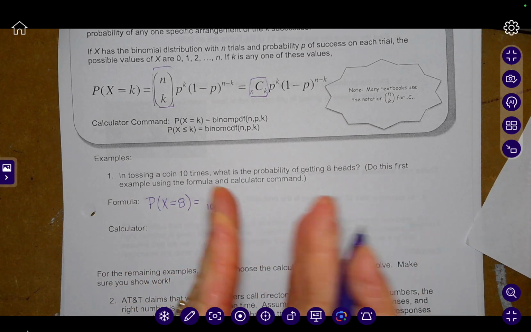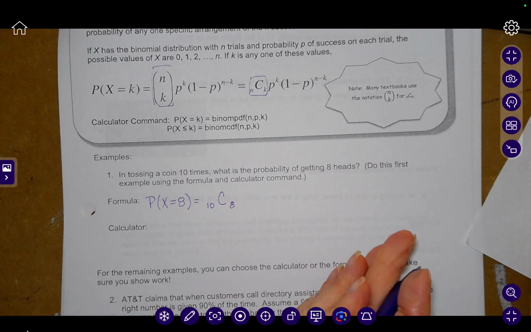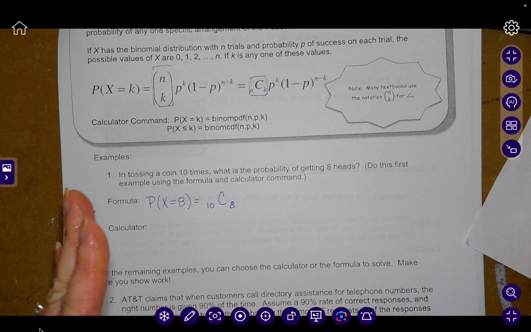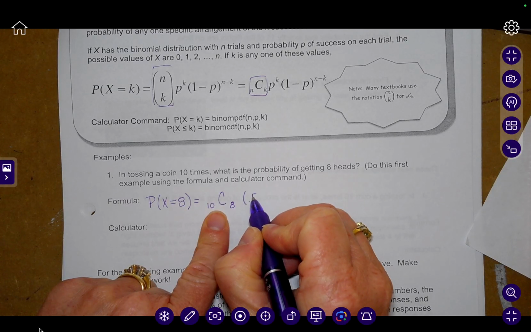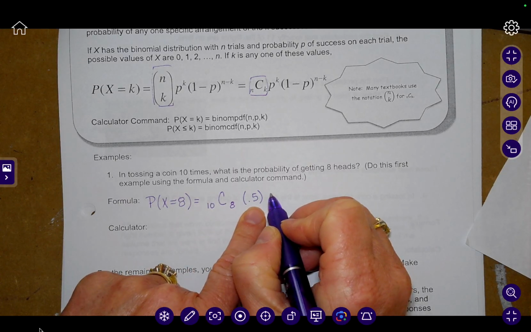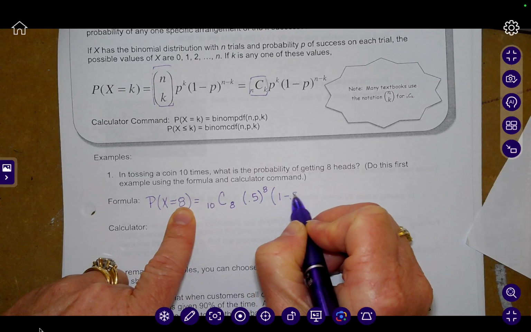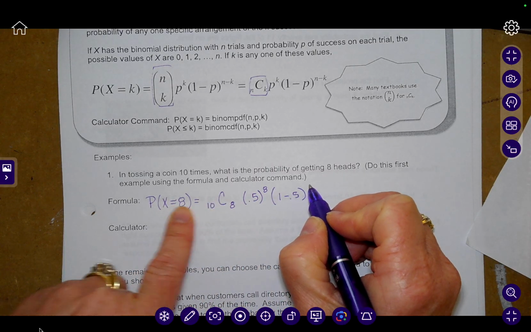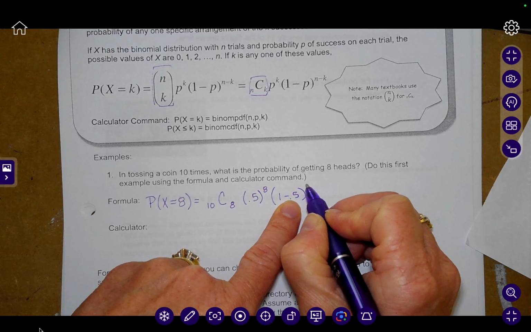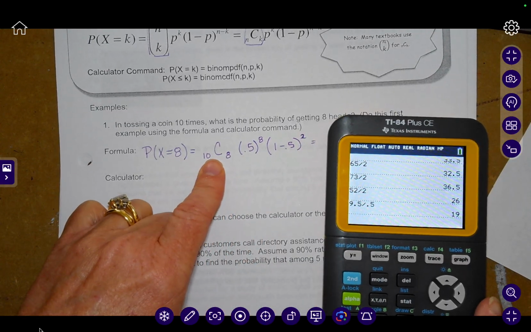Because remember, it's either a head or a tail. In all these problems, it's either a success or a failure. There's only 2 options. That's why this is going to give me the number of arrangements. And then I'm going to take my probability of getting a head, raise it to that number right there. My probability of failure, which in this case happens to be the same, raise it to 10 minus that, so that's 2. I'm going to do this part first for you.